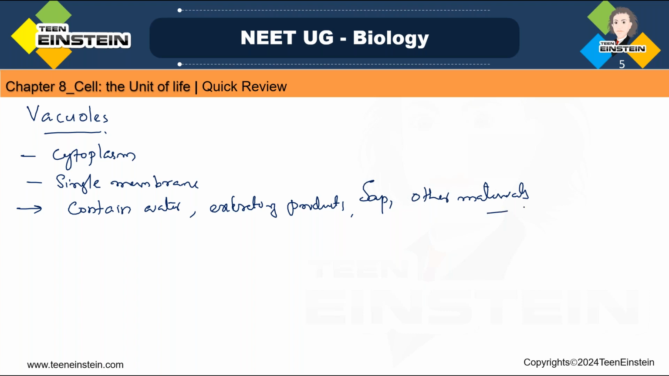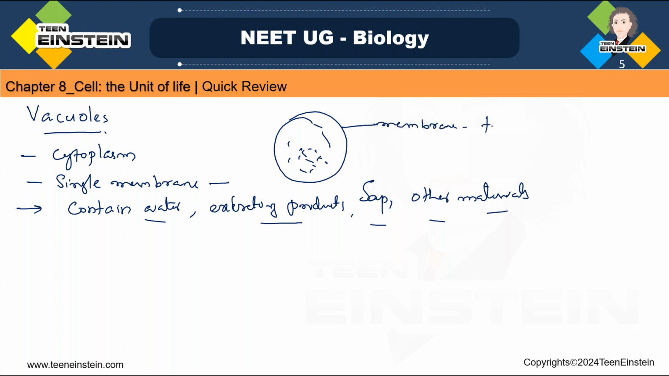Other materials in the sense that materials which are not useful for the cell, so that need to be discarded, right? So for that, it is taking the help of vacuole. All these, like water, excretory products, sap, and other waste or unnecessary materials for the cell, are bound in a single membrane. Inside this single membrane, everything will be there. This single membrane is called tonoplast. So the membrane of the vacuole is called tonoplast.